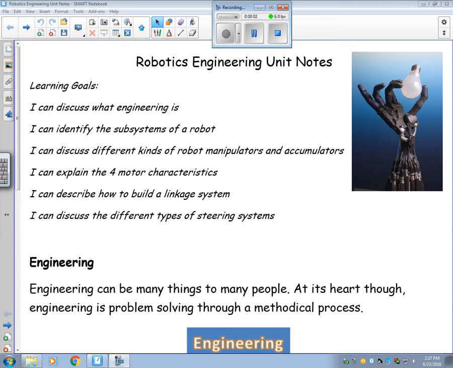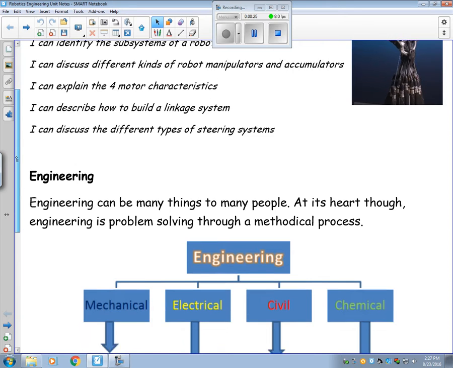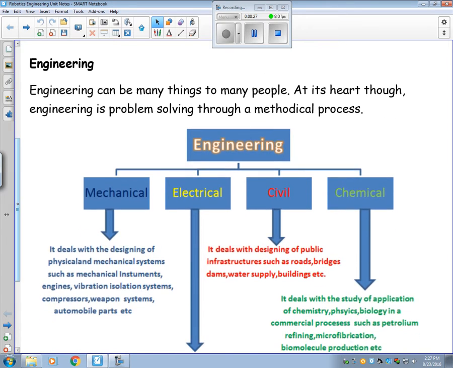This is the first video for Robotics Engineering Unit for Robotics 2. For this unit, we've got several learning goals. I want you to be able to discuss what engineering is, identify the subsystems of a robot, discuss different kinds of manipulators and accumulators, explain the four motor characteristics, describe how to build a linkage system, and discuss the different types of steering systems. So, getting us started here, engineering.